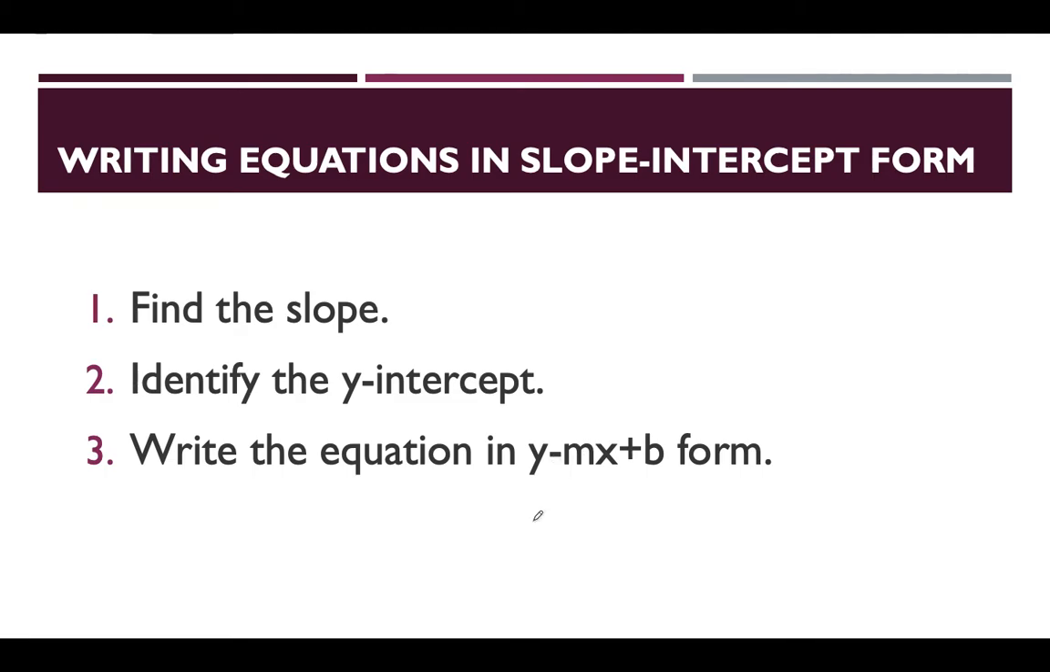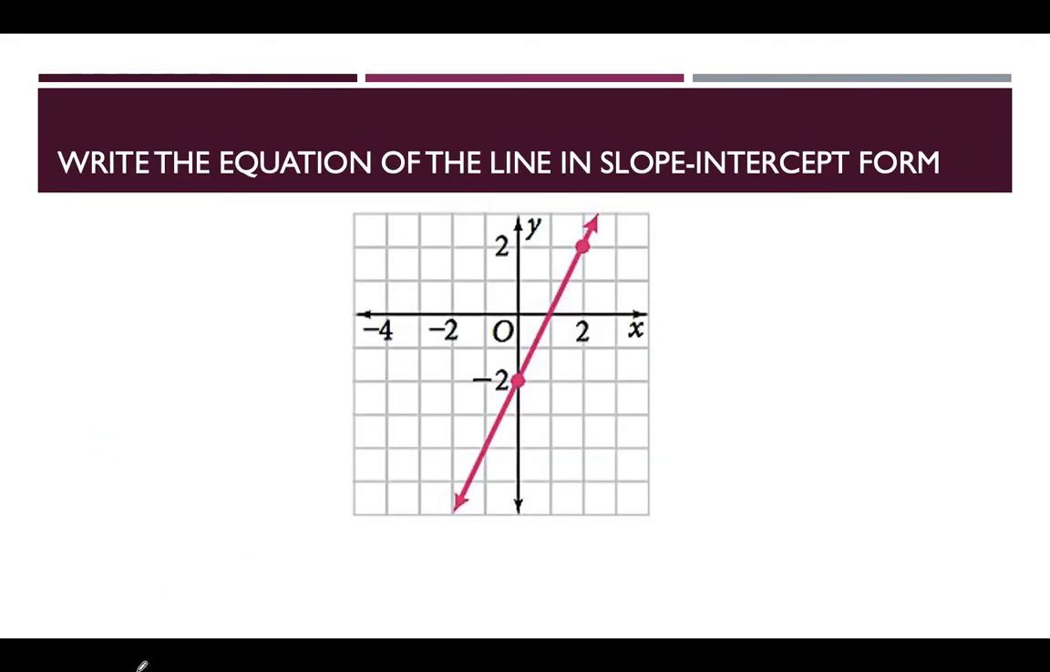Then you're going to identify the y-intercept, and then you're going to write the equation in slope-intercept form, y equals mx plus b. So really the only two things you need to know are the slope and the y-intercept. And then you can write the equation. So let's take a look at a few examples. Step 1 is to find the slope.